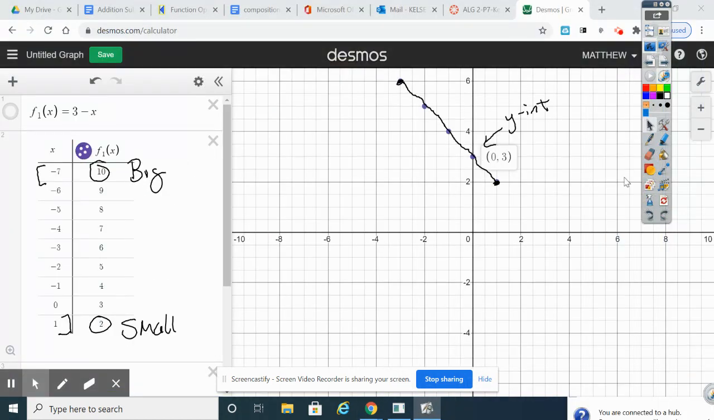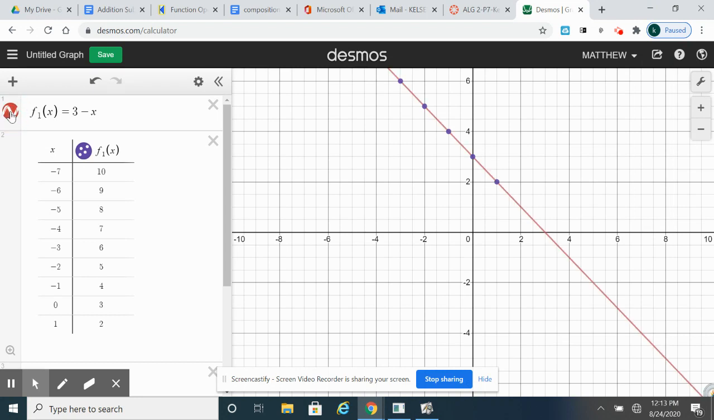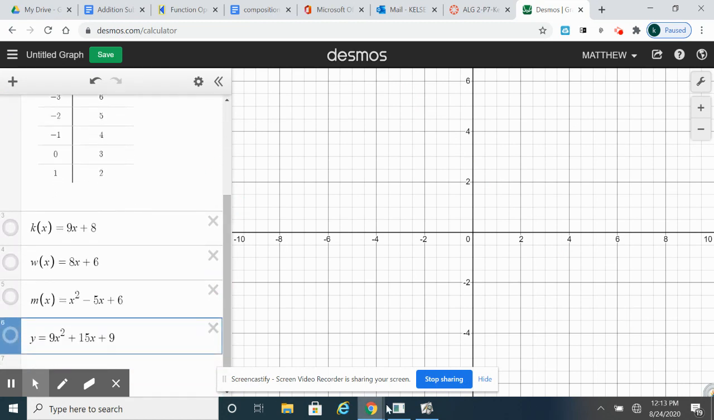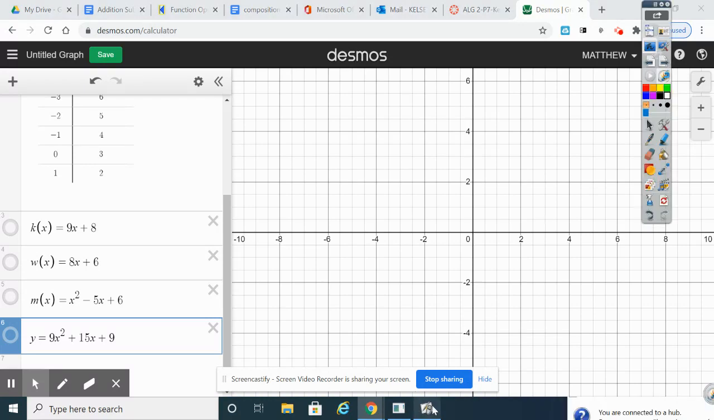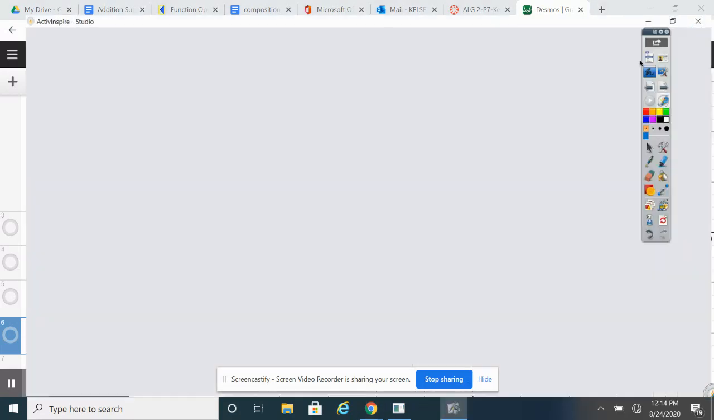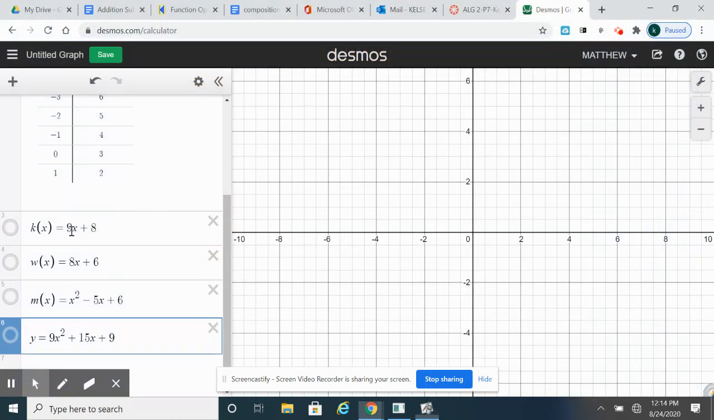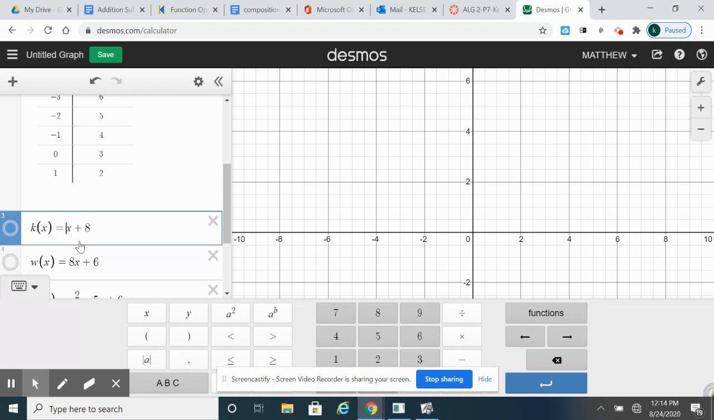Back to Desmos we go. Let me clear some of this writing. Now you can turn things on and off by clicking these circles. I'm going to turn off everything from the first warm-up problem so my graph looks blank. Let me go back and look at what the problem was. (7x plus 8). So I'm going to come back over here. Looks like I mistyped it earlier. Backspace, 7x plus 8. Now I'm going to turn that on.